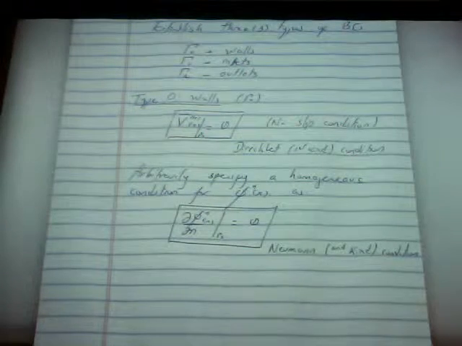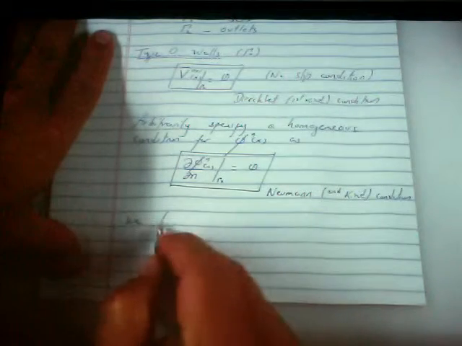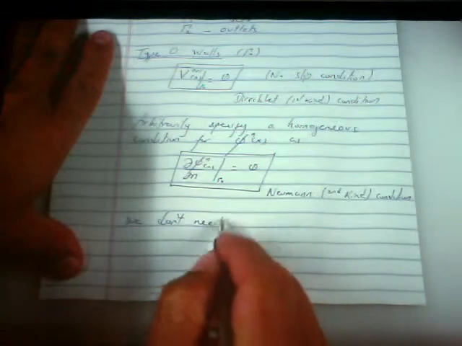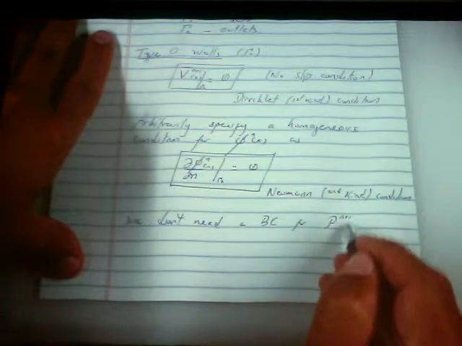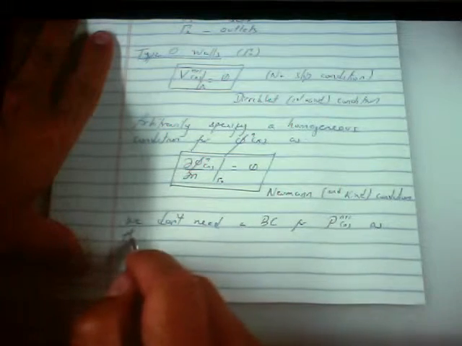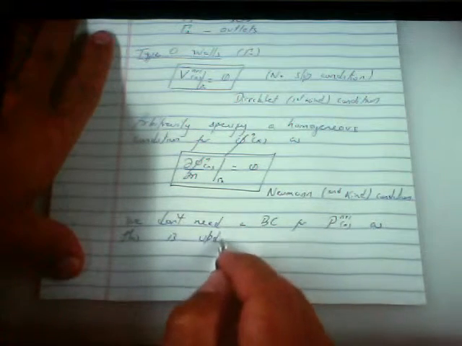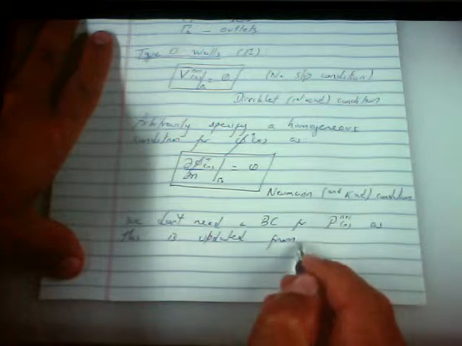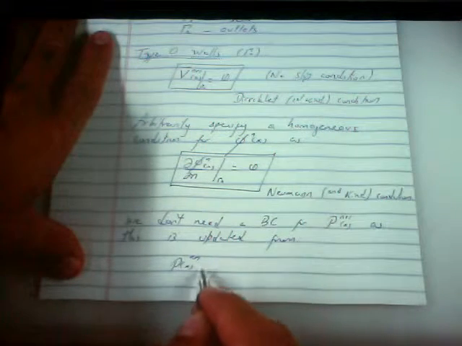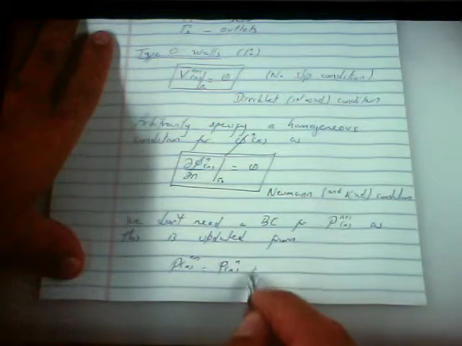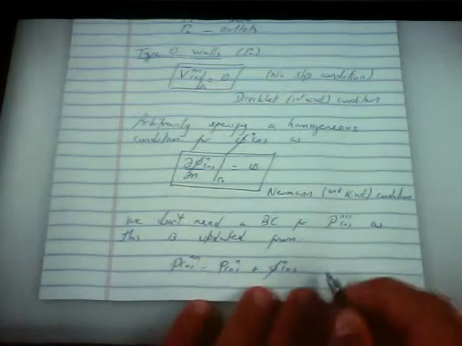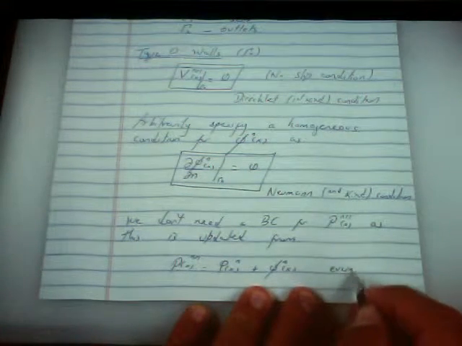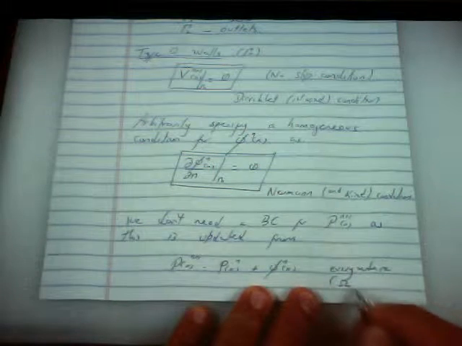All right. So we don't need an equation for P or a boundary condition for P, as this is updated from, again, I'm going to write it down one more time. So, everywhere. That means domain and boundary.